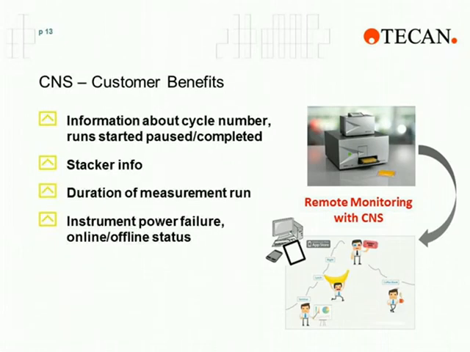When you're doing kinetic assays, obviously the cycle number and whether the run started, paused, or completed is valuable information for you to decide what to do next. This information is also transferred via CNS. If you have an M1000 Pro and an integrated stacker, information about the stacker is also transferred via CNS. You get information about the measurement run and standard situations like power failure, and the online and offline status of the instrument as well.